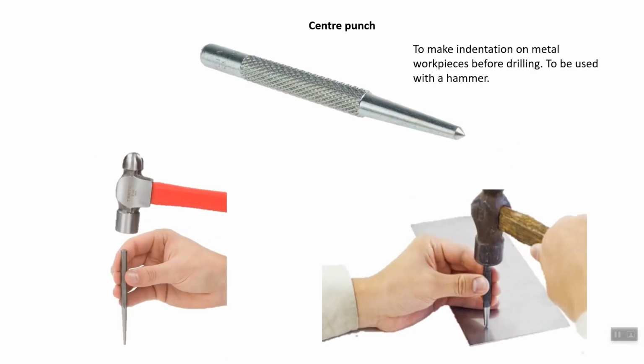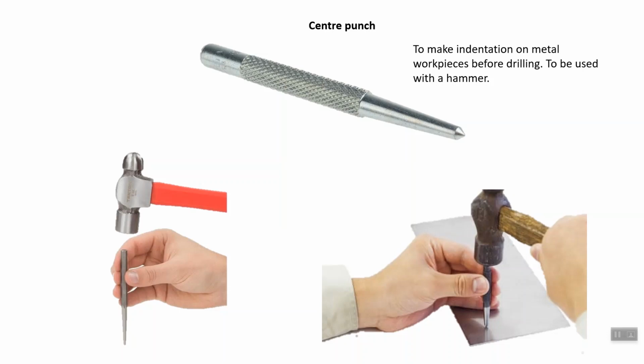Another marking tool is the center punch. The center punch is like a big nail. It is used to make an indentation on metals. Before you drill a hole with a twist drill, you make an indentation to make sure that the drill does not slip on the metal material.